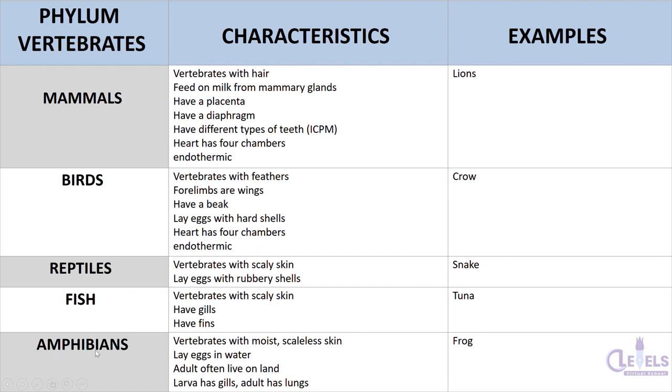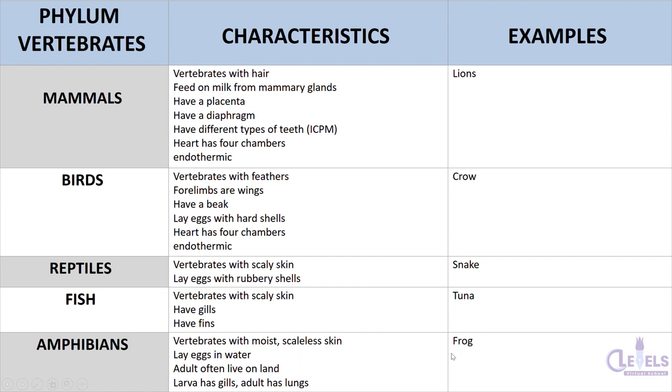Amphibians. Now, amphibians are the vertebrates, are the animals that live in both water and on land. So these are vertebrates with moist, scaleless skin. So reptiles and fish had scaly skin. Amphibians had scaleless and moist skin. Think of a frog. The skin of a frog is very slimy, right? And it's scaleless. And they lay eggs in water.